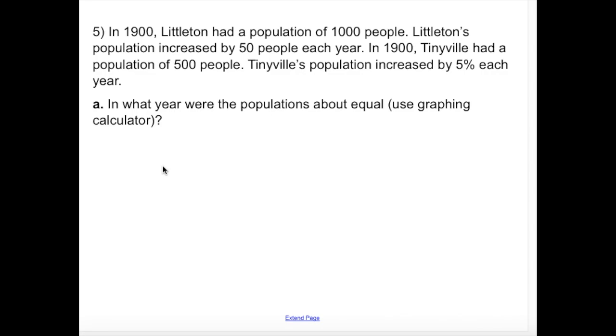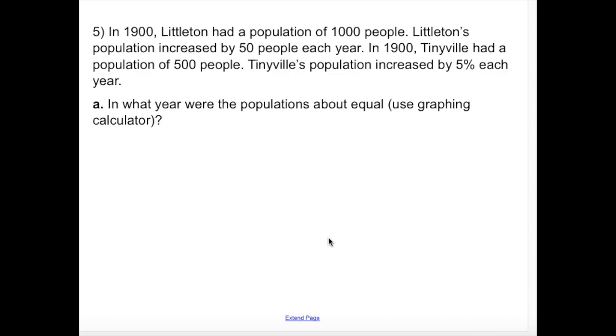In 1900, Tinyville had a population of 500 people. Tinyville's population increased by 5% each year. In what year was the population about equal? Use your graphing calculators. The first step is to figure out the two functions. So we're going to write the two functions together.